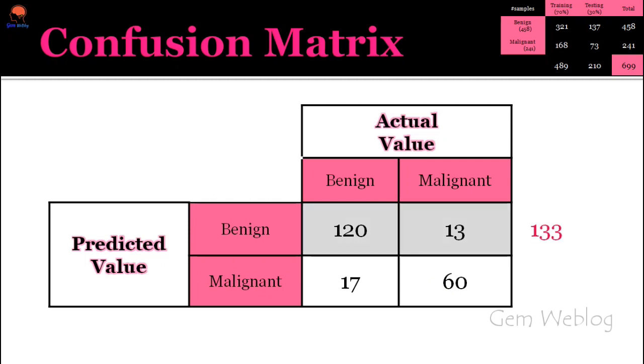So out of 210 samples in the testing data set, 133 samples have been predicted as benign class by the ML model, and 77 samples have been predicted as malignant class by the machine learning model. Totally 210 samples. But actually 137 samples belong to benign class and 73 samples belong to malignant class. Totally 210 samples are available in the testing data set.